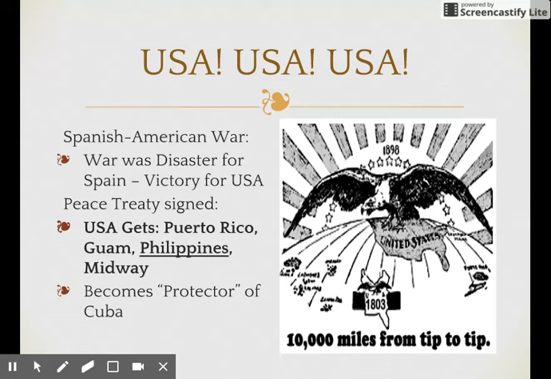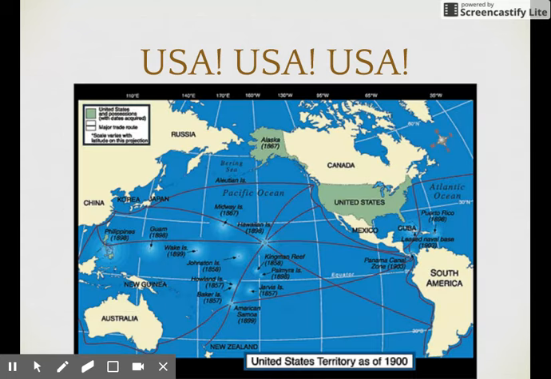In the peace treaty that followed, the United States is going to get several overseas colonies: Puerto Rico, Guam, the Philippines, and Midway. We're also going to become what's known as the protector of Cuba, which means that if anyone tries to conquer Cuba, we're going to come to their aid and protect them. This also gives us a little bit more power over Cuba than we had before.